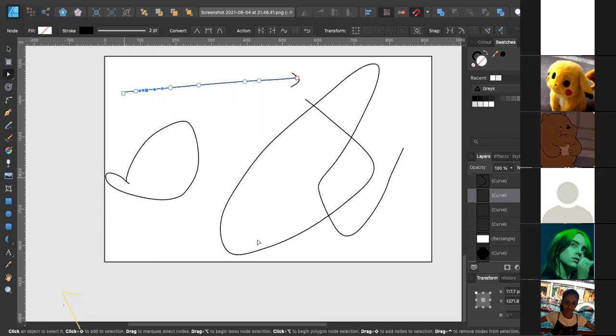Okay, now let's look at this curve. Okay, let's look at this one.